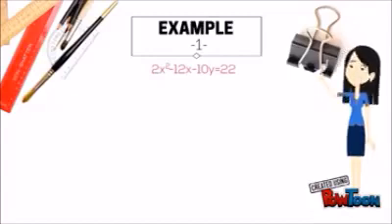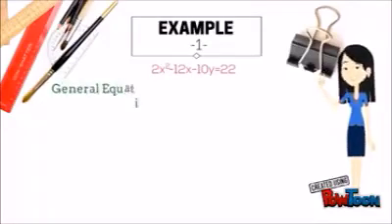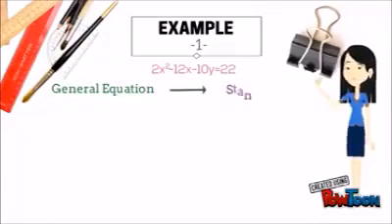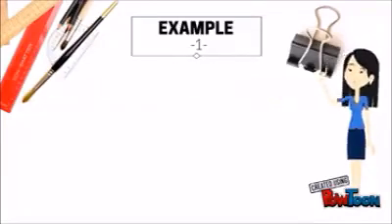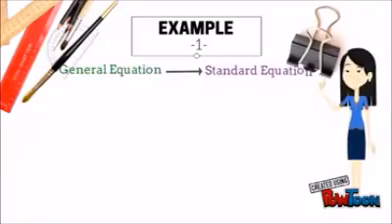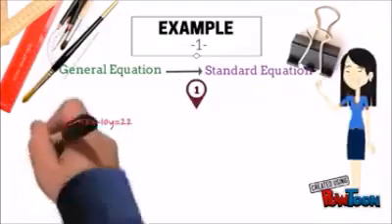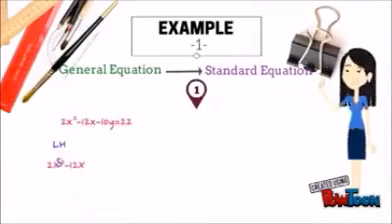That is why we cannot directly see its vertex and length of latus rectum, unlike the standard form. That is why we must transform this general form of the equation to the standard form of the equation. To transform a general form of the equation to its standard form, here are a few steps to follow. First, we must isolate the terms with the x variable on the left-hand side and the constant term together with the term with the y variable on the right-hand side.